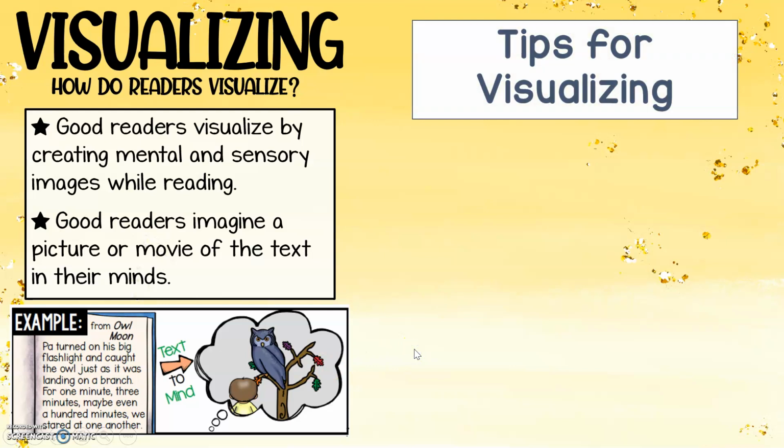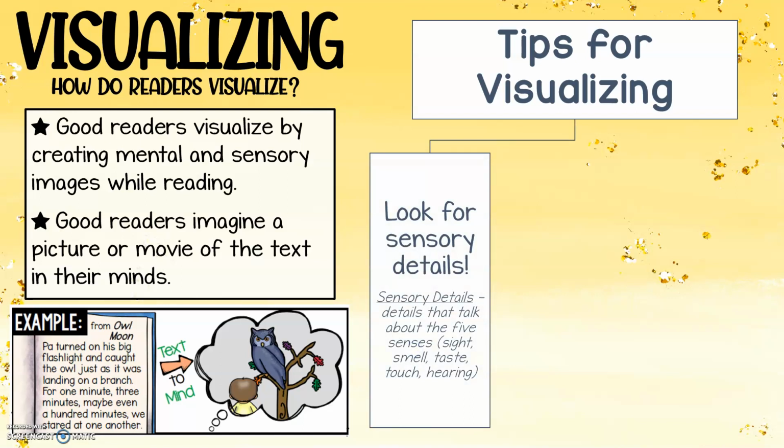So some tips for visualizing are looking for sensory details. Sensory details are details that talk about the 5 senses: sight, smell, taste, touch, and what you hear. Think about things that the author is describing. What is the author seeing, or what do they want you to see? What are they smelling? What are they tasting? What are they touching? And what should they hear? What would you hear if you were there? So look for those details that relate to the 5 senses.